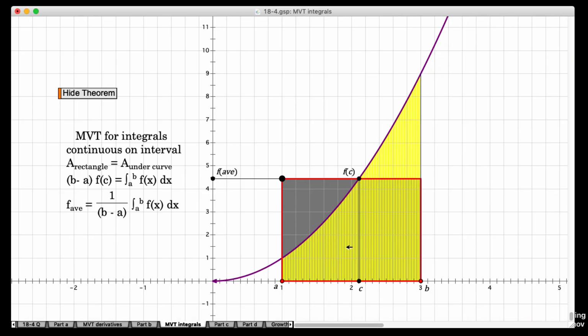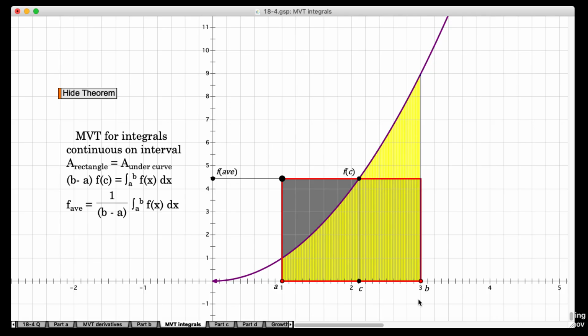And the area of the rectangle is just the base, which in general is b minus a. And then the height would be f of c, some f of c. c is some point in here where it hits the curve. That's where we get f of c. That's the height of this rectangle. So that's b minus a, base times height, f of c, is equal to the definite integral under the curve from a to b of f of x dx.